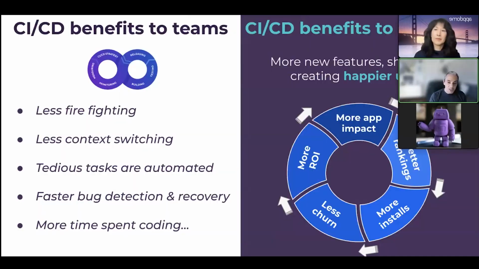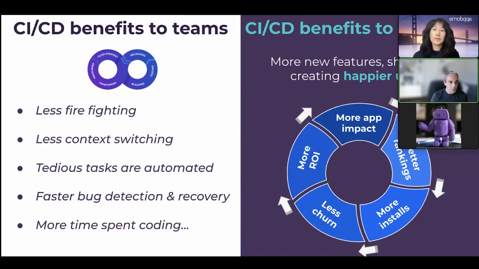The benefits to teams of CI and CD are really around ease of use and less firefighting, less context switching, and really it's about automating tedious tasks to take that burden off the DevOps team so they can focus on the things that they really enjoy doing and are valuable at doing, which is more time spent coding. And that's the benefit to teams.